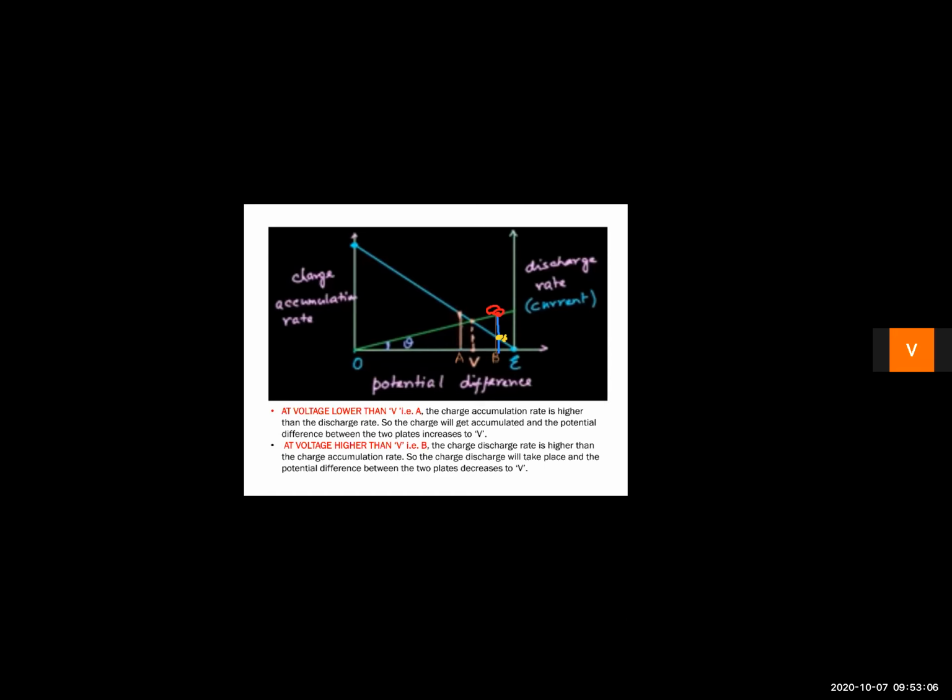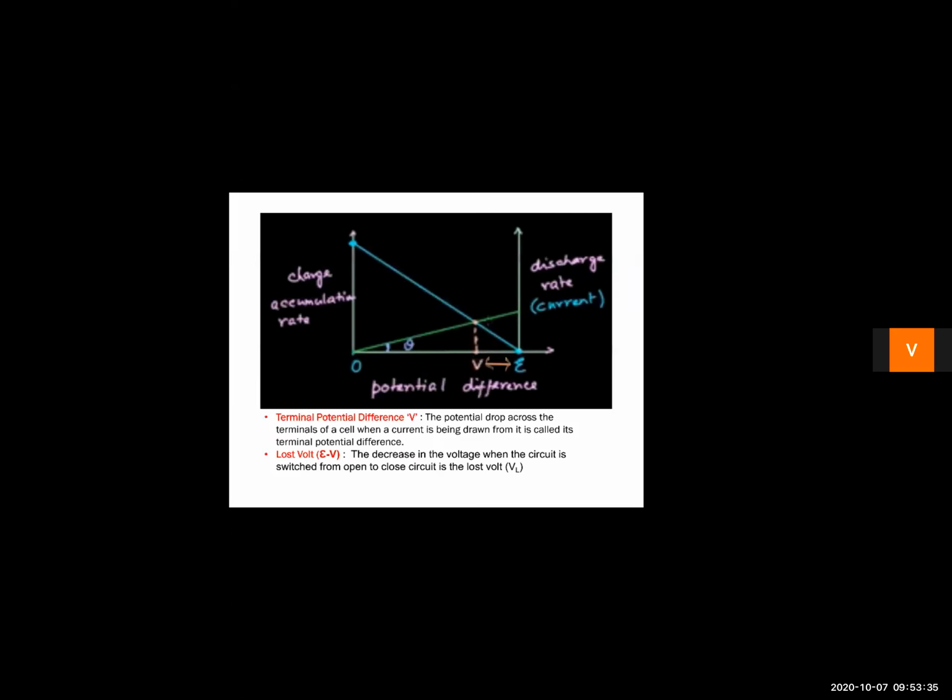So there will be discharge of the charges, and as the charges get discharged the potential difference will become less, and it again comes to a value that is V. So V is the value at equilibrium. So V is the potential difference at equilibrium and it is named as, children, terminal potential difference.